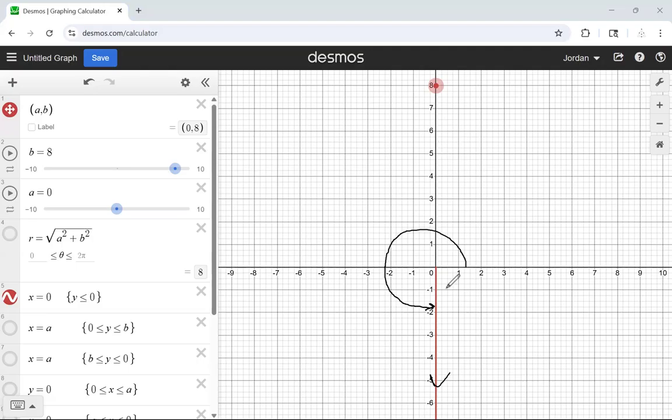So 3 pi over 2 goes, again, 3/4 of the way around a circle. And normally with a positive r, I'd be moving down, but with a negative r, I'm moving in the opposite direction, so I'm moving back up. And that's why we end up at (0, 8).